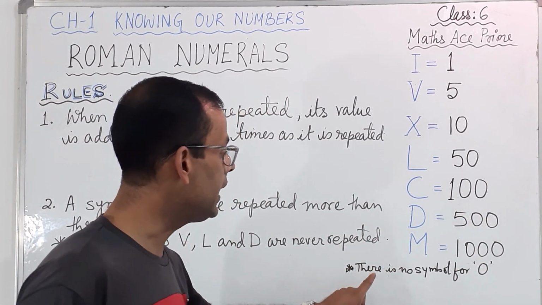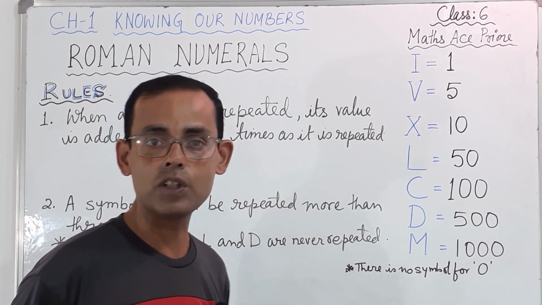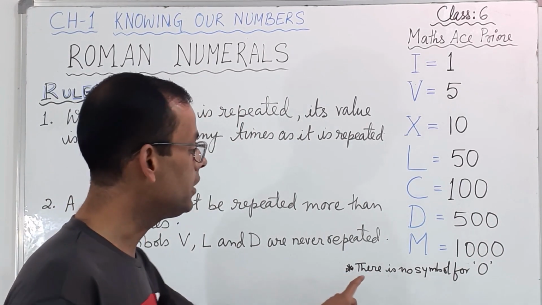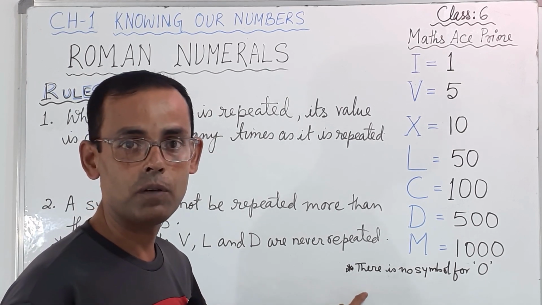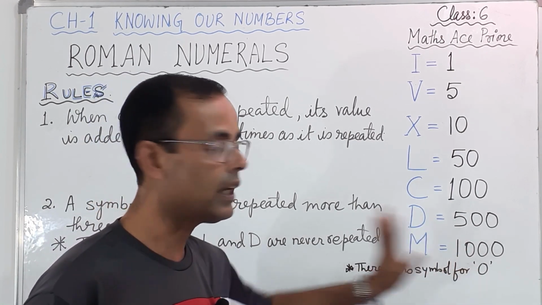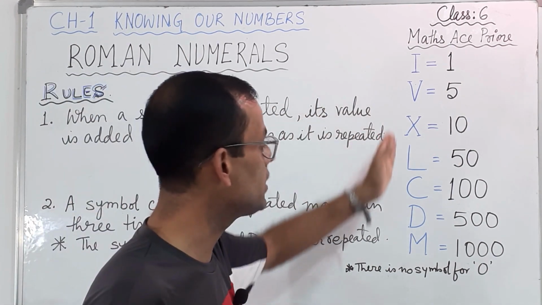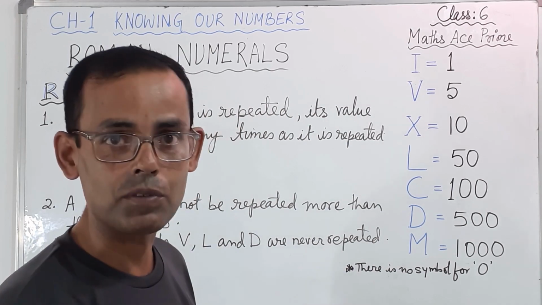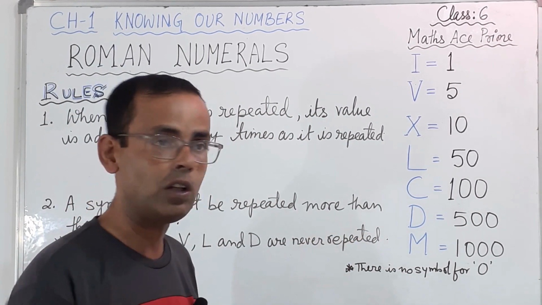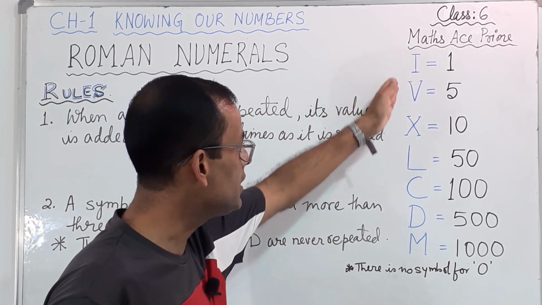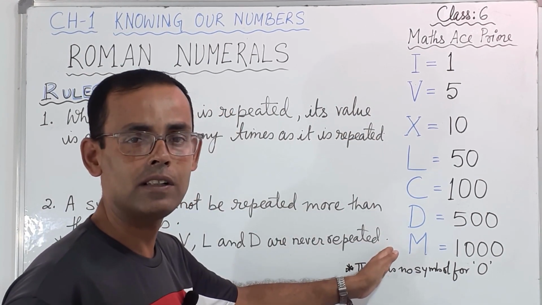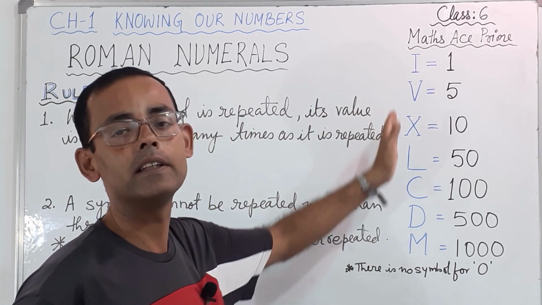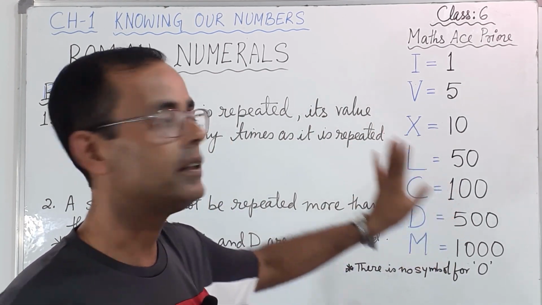Then there is no symbol for 0. Only for 0 there is no symbol. Clear? You must keep this in your mind: for 0 there is no symbol. Only these symbols are there. You have to know this to solve the sums. After this only we are going to solve, so you should know this nicely. Memorize or practice and write it 3-4 times, then you will come to know.